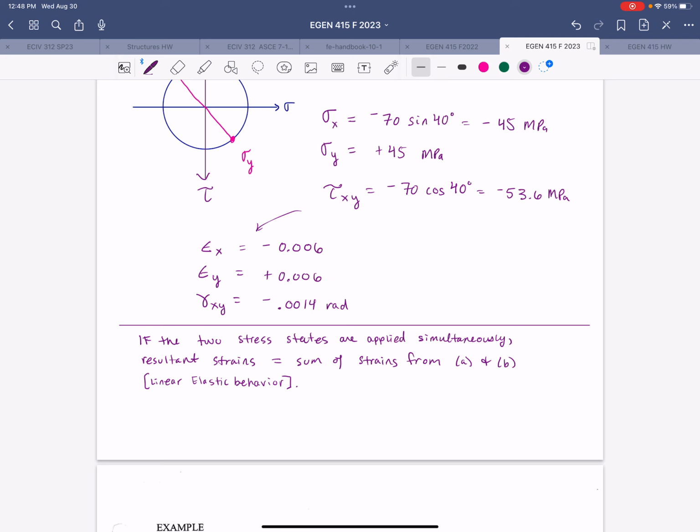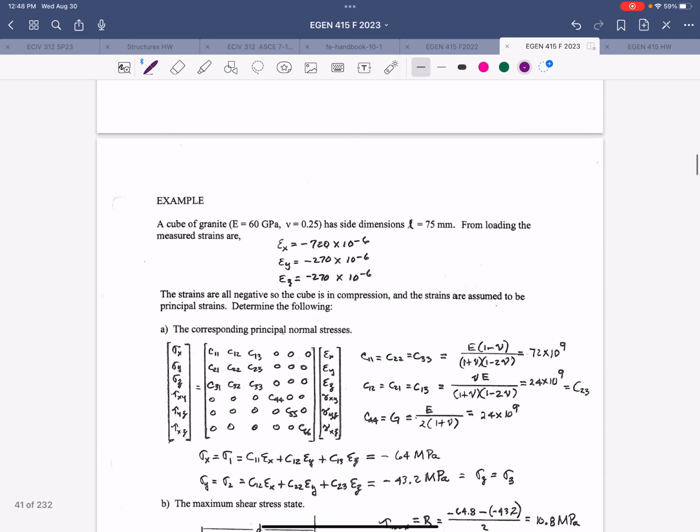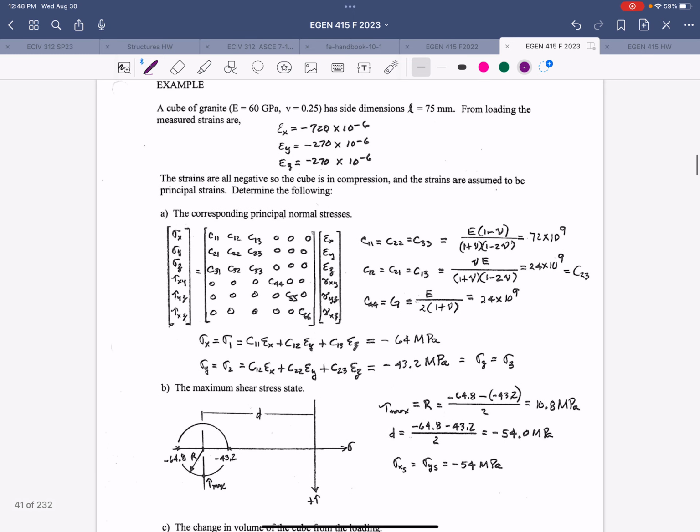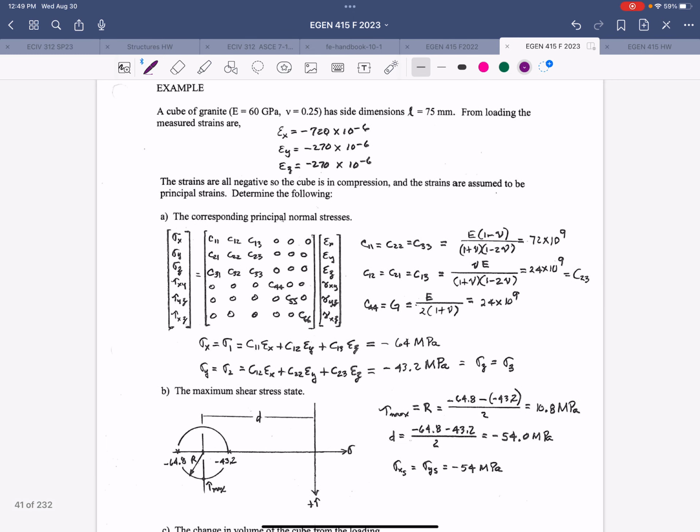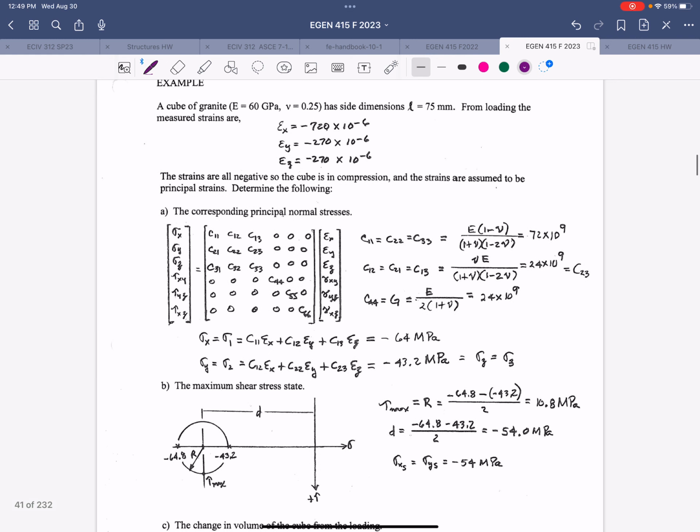All right, so on the next page is an example demonstrating the application to a granite cube, and this is a three-dimensional problem, right? So you have normal strains in all three directions, and then you're asked to determine the corresponding principal normal stresses and the maximum shear stress state, as well as a few other things down at the bottom there. So this is a scenario where it probably makes sense to set up the matrix and solve it that way because it's a three-dimensional problem.